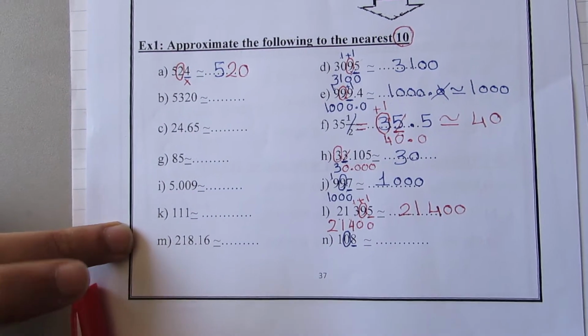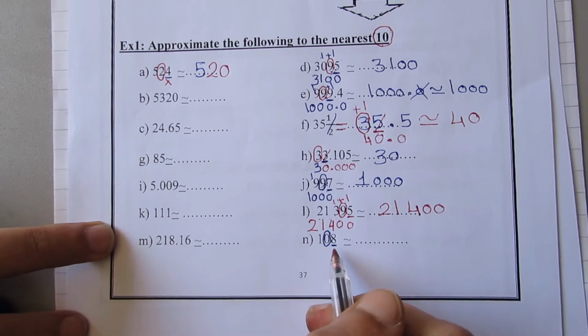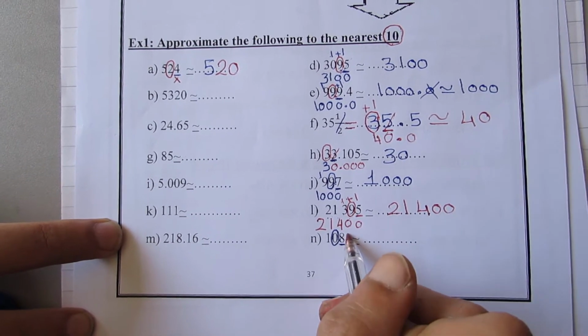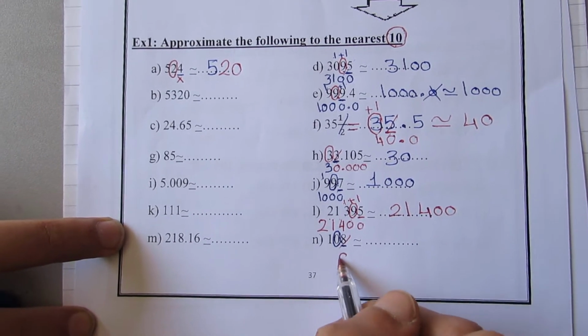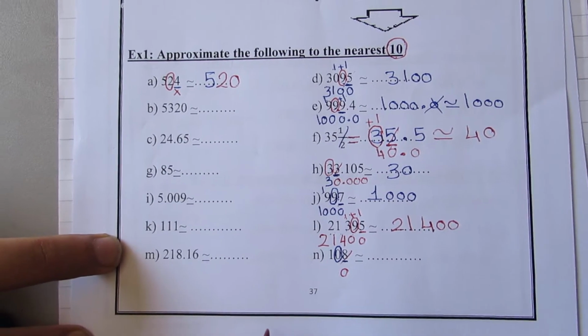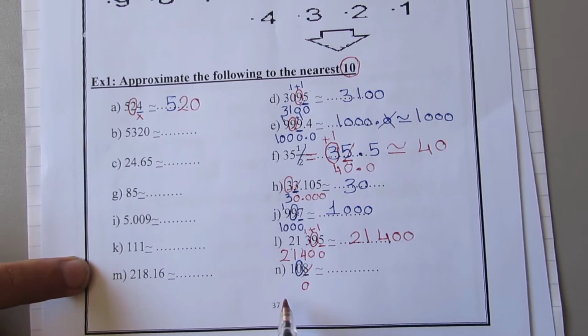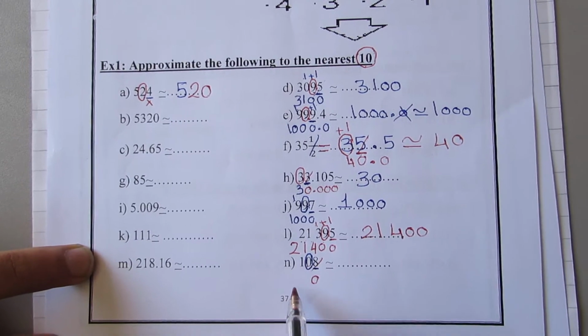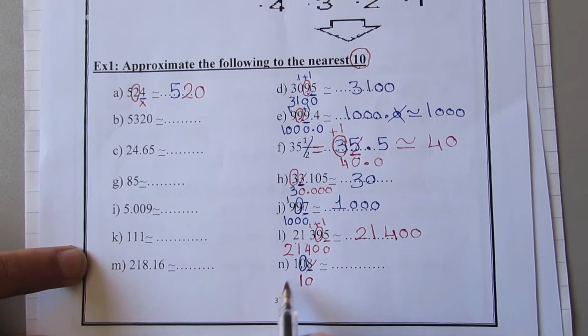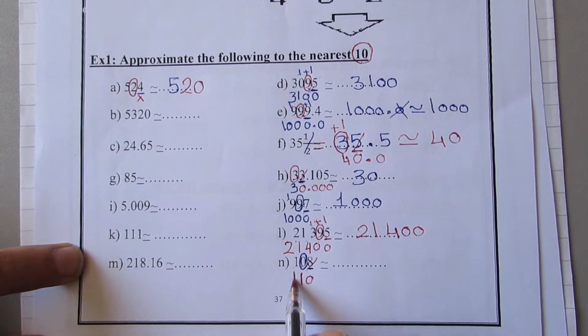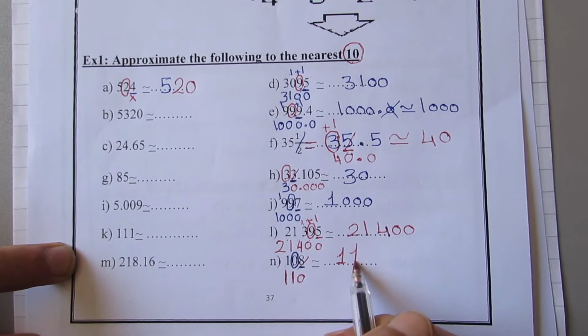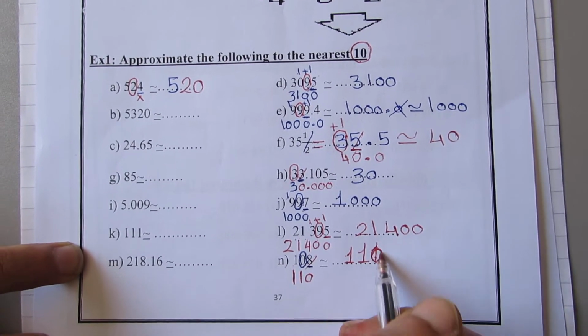The next number is 108, so we're gonna circle the 10 digit, which is 0, and underline the following digit, which is 8. So 8, as you know, is a strong number, so this 8 is turned into 0, and this 0 is gonna increase by 1 because 8 is a strong number, so it will be 1, and the remaining number is 1, so our answer is 110.